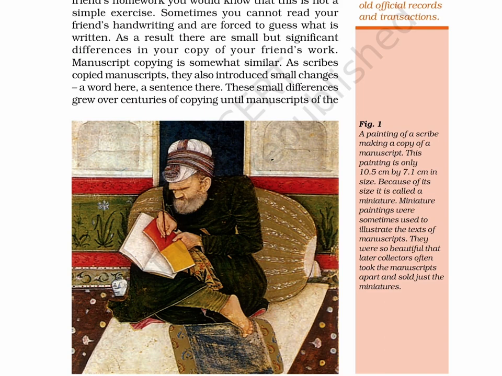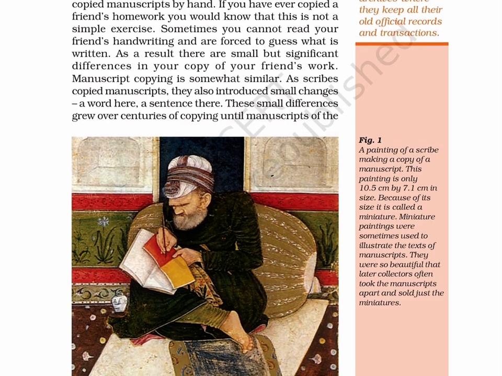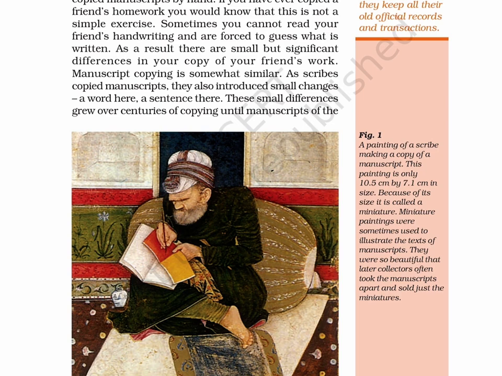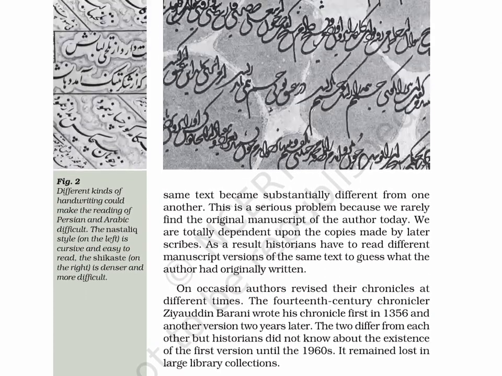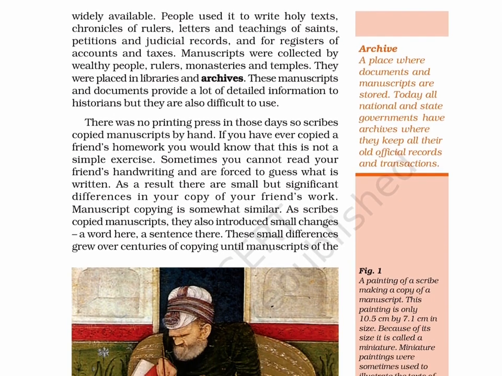As scribes copied manuscripts, they also introduced small changes, a word here, a sentence there. These small differences grew over centuries of copying until manuscripts of the same text became substantially different from one another. On the right-hand top of this page, important information is shared. Archive, a place where documents and manuscripts are stored. Today, all national and state governments have archives where they keep all their old official records and transactions.